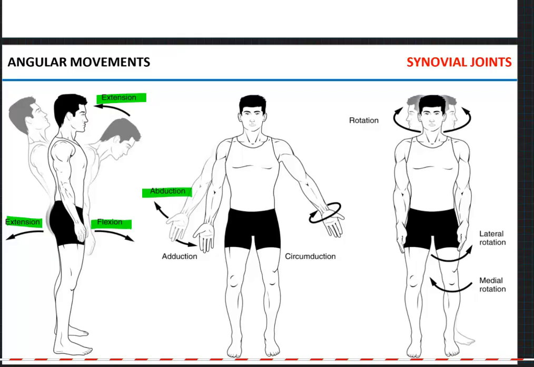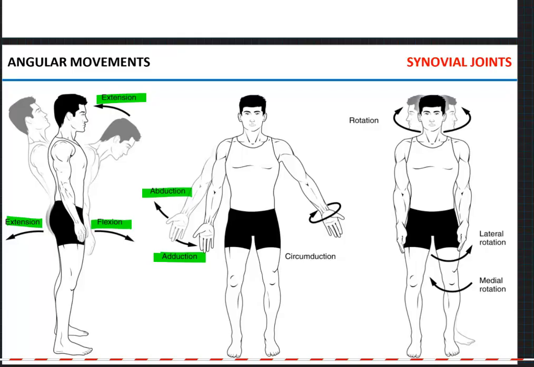Now, abduction and adduction refer to the limb movements that occur in the coronal plane. When you're a bird and you raise your wings, you abduct, you steal your arms away from the body. Does that make sense? When you bring them back, you add them back to the body, so it's adduction. Add means adding. Okay?